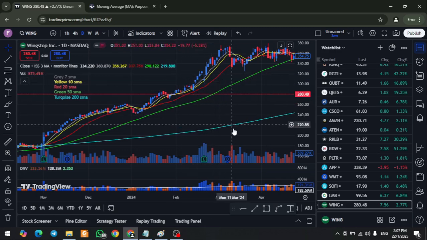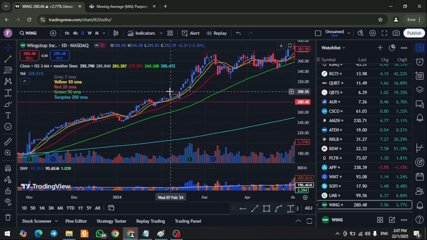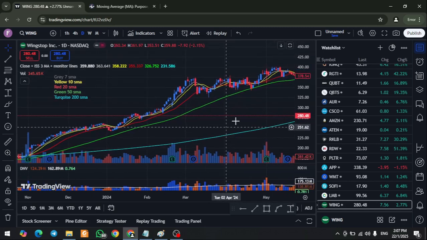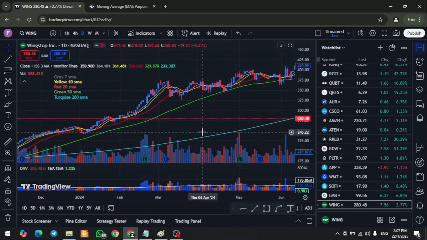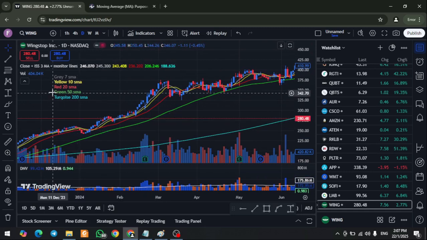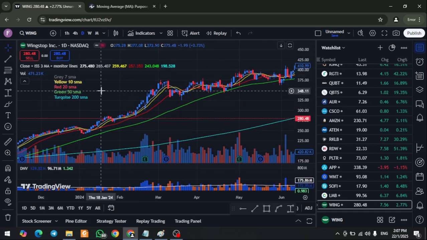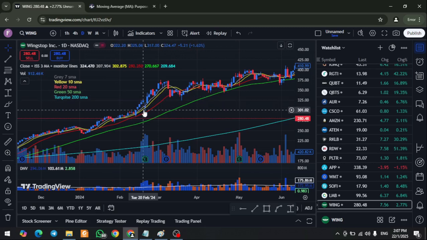for us to enter our position, and I will usually use every one of them, depending on how the stock moves. Okay, the faster the stock moves, the lower moving average it will touch.